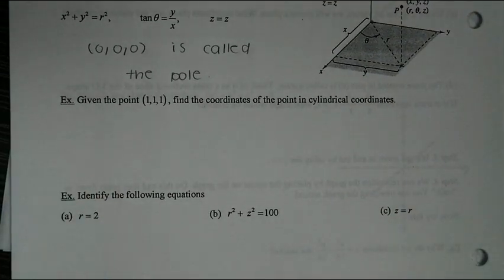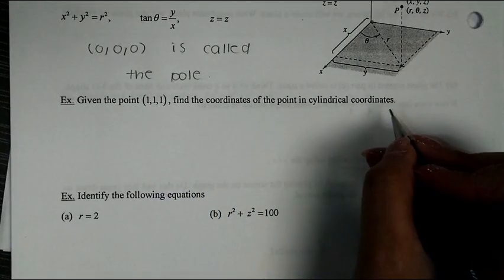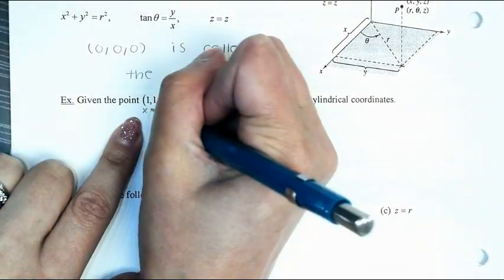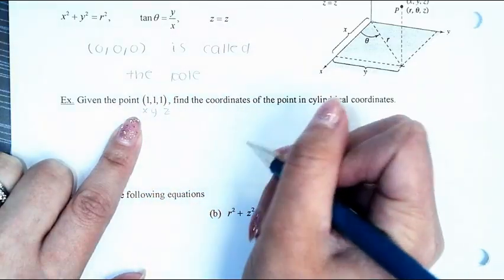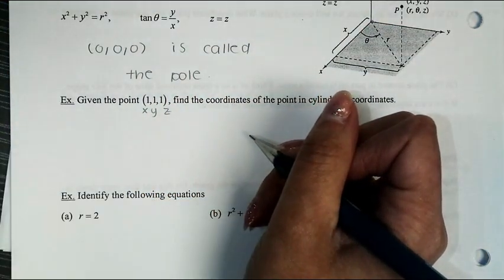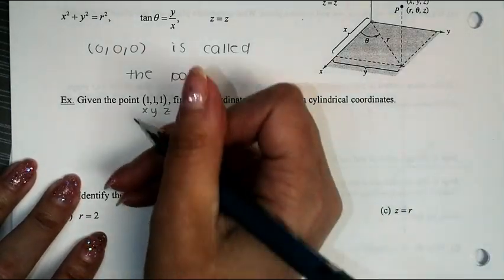Okay, so let's do some examples here so you can see that it's actually pretty simple. You have the point 1, 1, 1. Find the coordinates of the point in cylindrical coordinates. So what are you going to do? What you recognize here is that we have x, y, z. They are telling you that technically you have rectangular coordinates, the equivalent of rectangular coordinates in 2D.